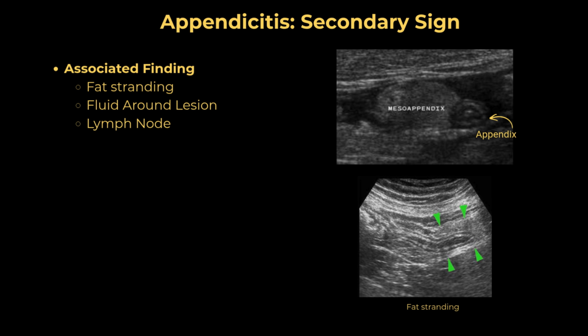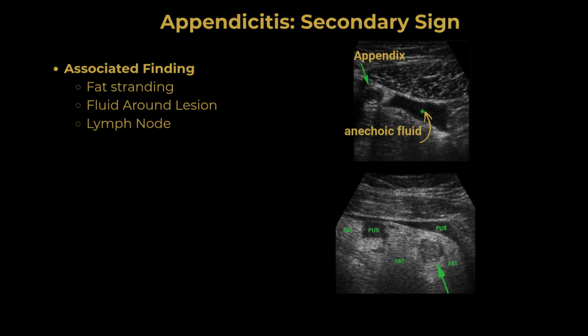Fat stranding is seen as increased echogenicity around the appendix. This shows inflammation of the surrounding fat. The fatty tissue that is first involved in appendicitis is the mesentery of the appendix, or mesoappendix. Later, as the disease progresses, the fatty omentum is also involved, resulting in increased volume of fat stranding.